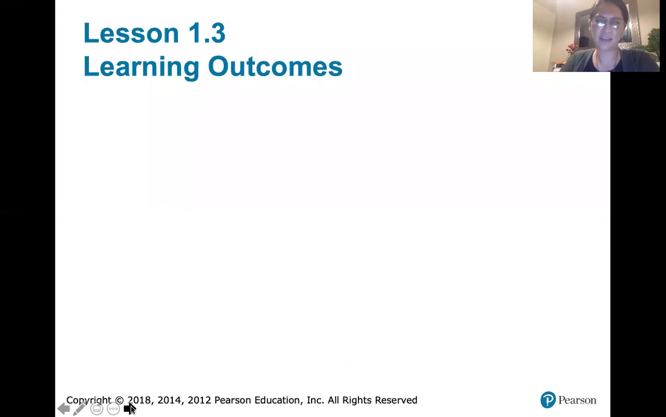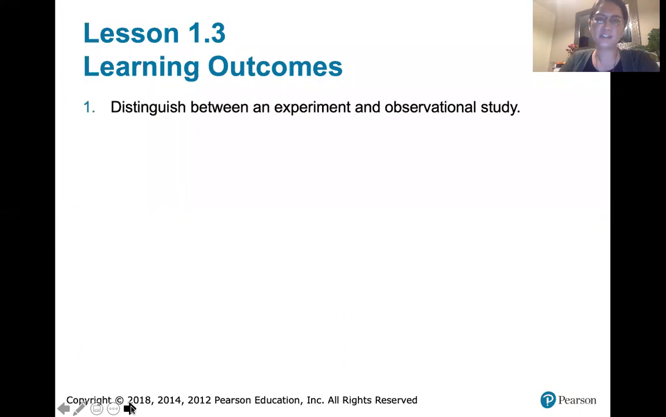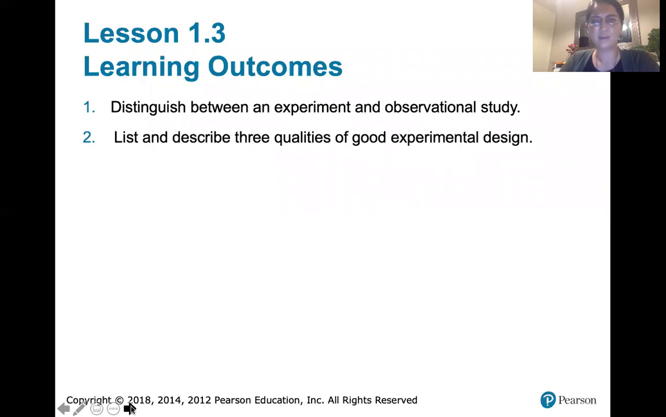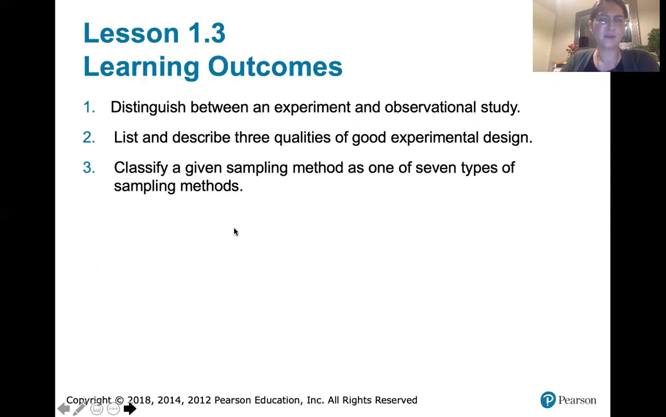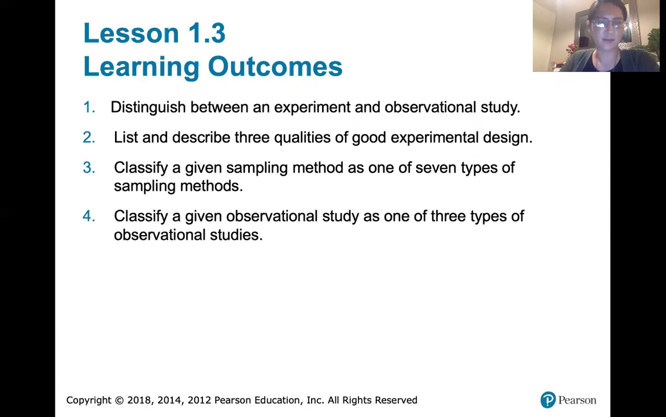So here are our learning outcomes. First, we want to be able to distinguish between an experiment and an observational study. Then we want to look at three qualities of good experimental design, and I'd like for you to be able to articulate those. Then we classify a given sampling method as one of 7 types of sampling methods. So we're going to talk about all 7 of those. And then I want you to be able to classify a method when you're provided one.